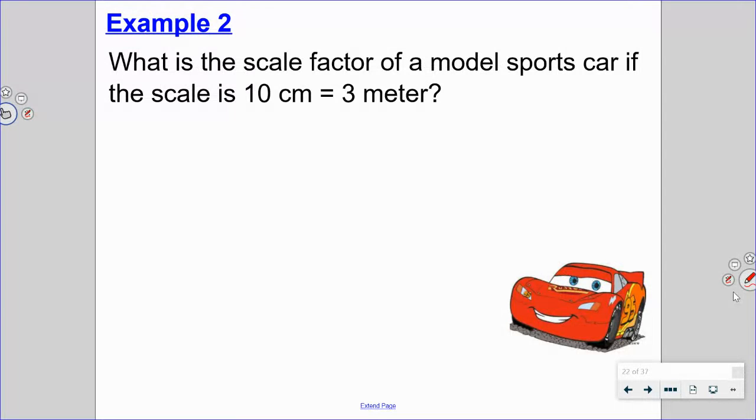All right, here we go. Scale factor of a model sports car, 10 centimeters to 3 meters. Let's go ahead and write the units as always. 10 centimeters is related to 3 meters.